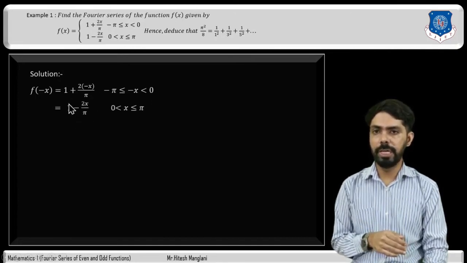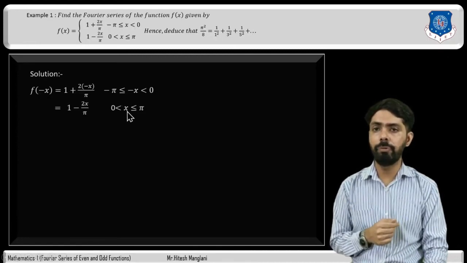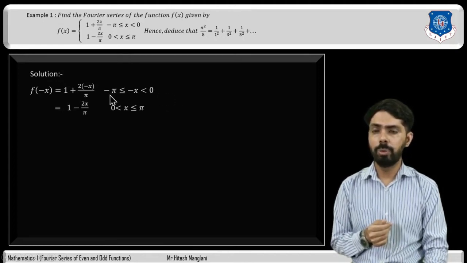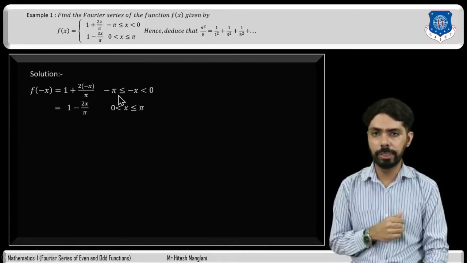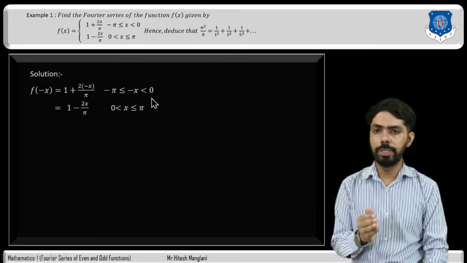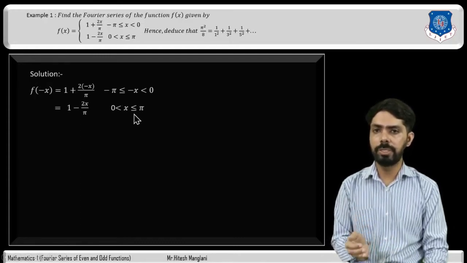If we simplify this, it will be 1 minus 2x divided by pi. This is the interval of minus x, but we will have to find the interval of x. So multiplying by a negative sign, it will be pi greater than or equal to x greater than 0, because if we multiply by a negative sign, the inequality is changed. So it can be written as 0 less than x less than or equal to pi.